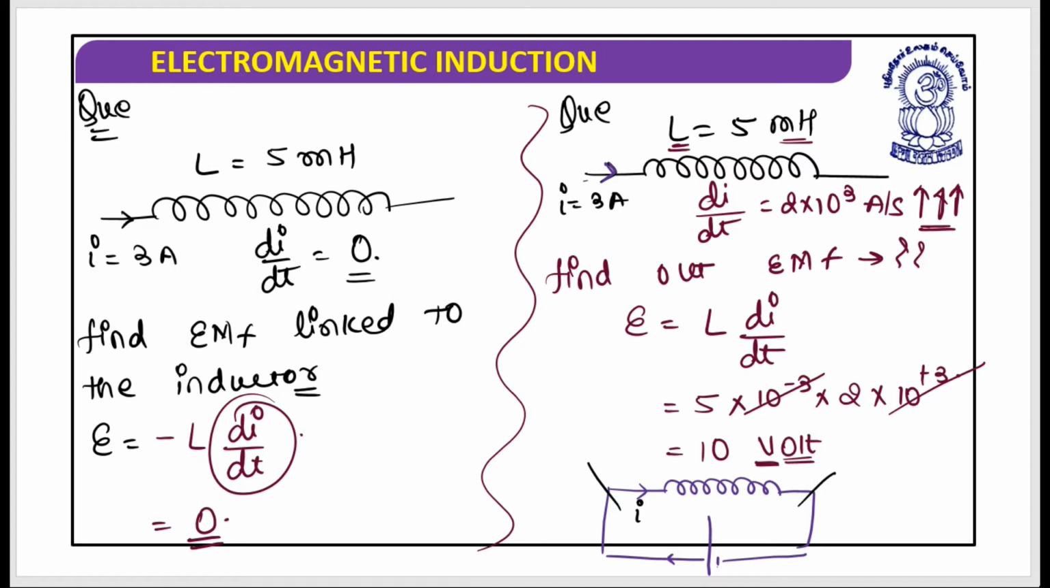So I need to flow a current which will oppose it. Why oppose it? Because this is increasing. If it is increasing, I want it to decrease. How to decrease it? By connecting a battery of negative polarity. Now this is the direction of I induced, and this is the cell of 10 volt. I hope this is clear. This I induced will flow in the opposite direction to I, and my task has been done. You did it, great job. I hope this is clear.